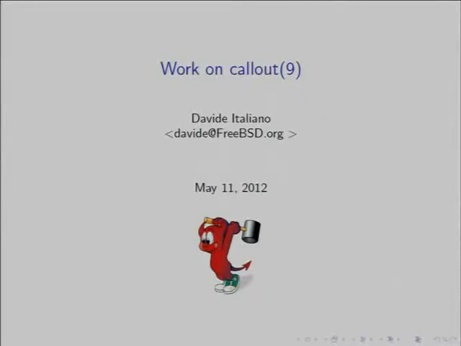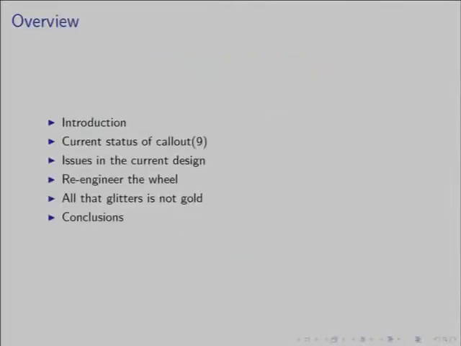Hello, my name is Davide Italiano and I'm a student and a FreeBSD developer. I was mainly involved in the performance monitoring tools, porting these capabilities to the Sandy Bridge architecture, but this summer I'm going to work on some improvements on the callout interface within the FreeBSD kernel.